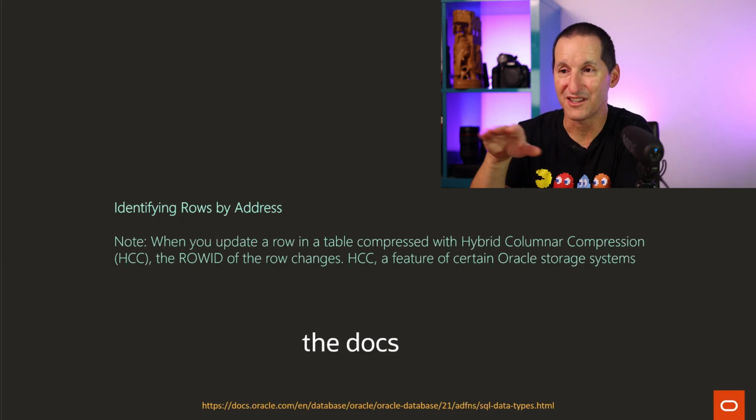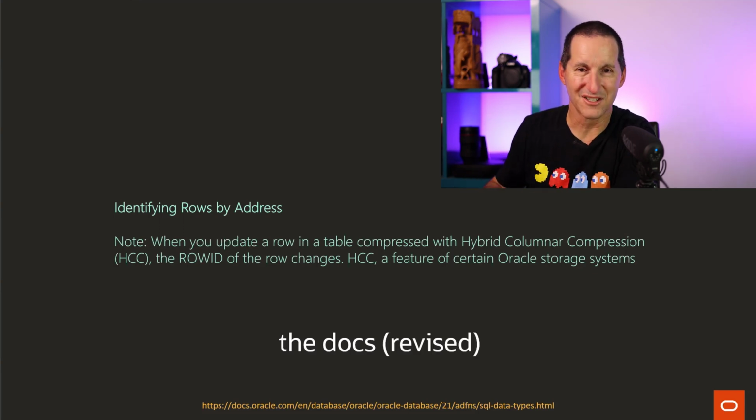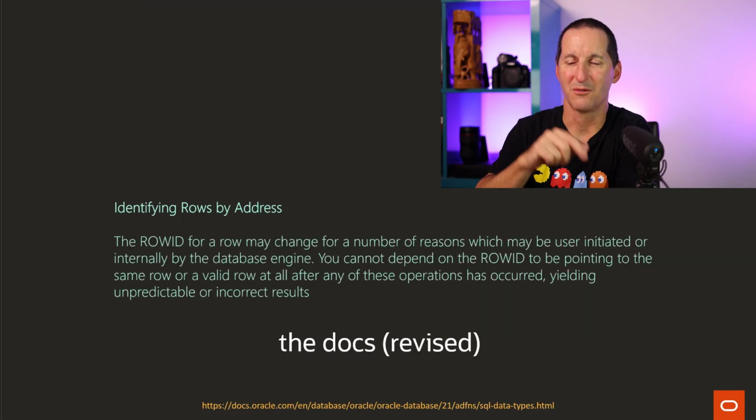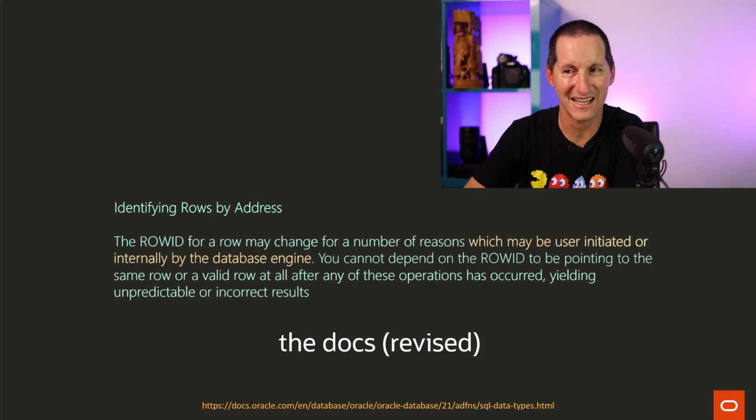Similarly, in the docs, we have the section on identifying rows by address. And the only thing we have in the docs at the moment says, if you update a row in HCC, the ROWID might change. We're revising those docs to say this: the ROWID for a row may change for a number of reasons, which may be user-initiated or internally by the database engine.